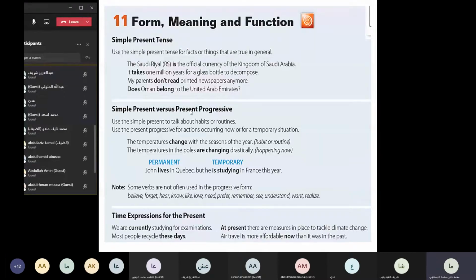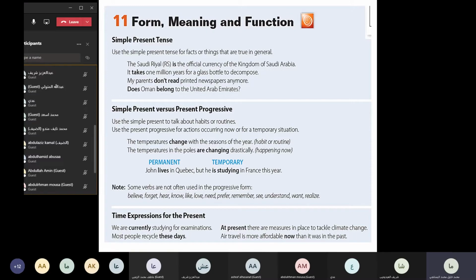Now move to the second part of the structure. Here we have the simple present versus present progressive, just showing the difference between them. One of the uses of the simple present is to talk about habits or routines, habitual actions. We use the present progressive also for actions happening now, or for a temporary situation. When we say temporary situation, we mean a period of time, not all the time, but this period of time.